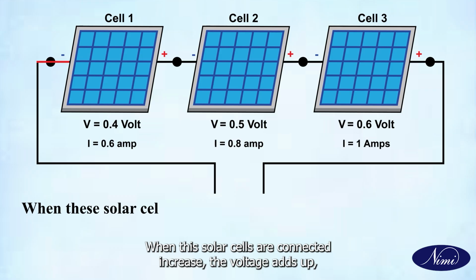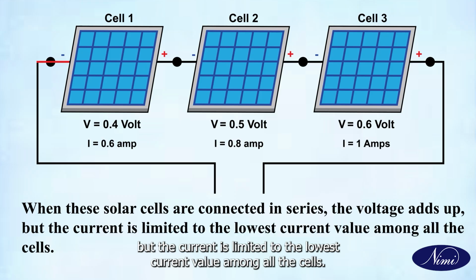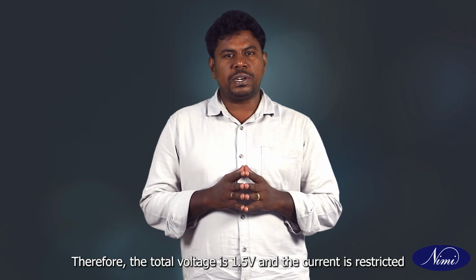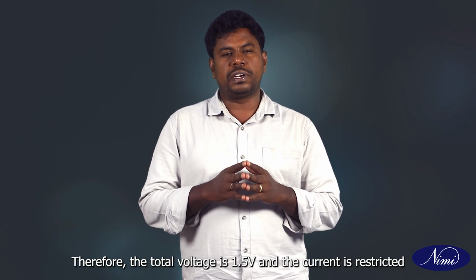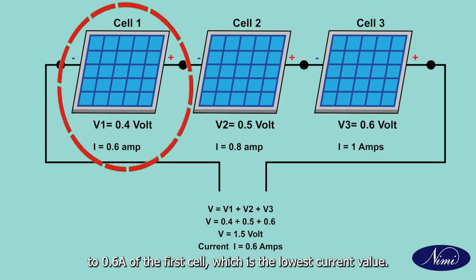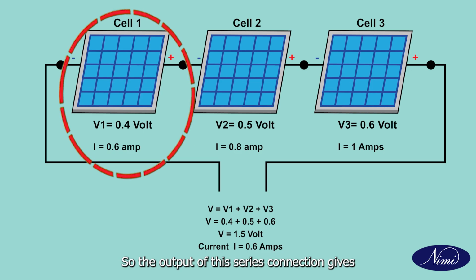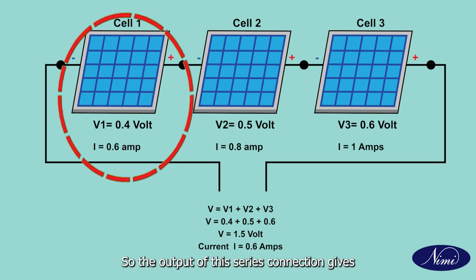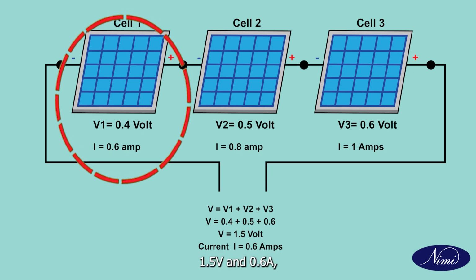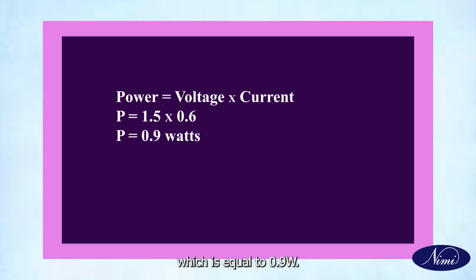When these solar cells are connected in series, the voltage adds up, but the current is limited to the lowest current value among all the cells. Therefore, the total voltage is 1.5 volt and the current is restricted to 0.6 ampere of the first cell, which is the lowest current value. So, the output of this series connection gives 1.5 volts and 0.6 amperes, which is equal to 0.9 watts.